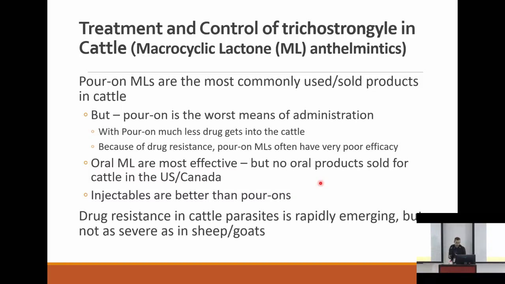Oral macrocyclic lactones are the most effective choice, but there is no oral product sold for cattle in the USA and Canada. On the other hand, injectable is a much better choice as compared to pour-on. Resistance is one of the huge problems in the case of sheep and goat, and one of the emerging problems in cattle.